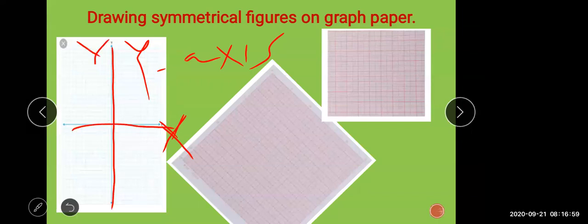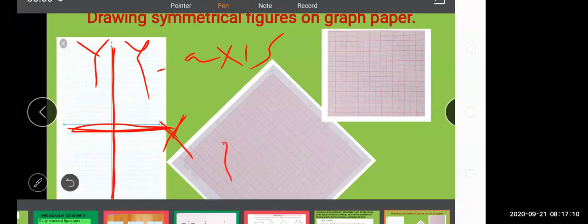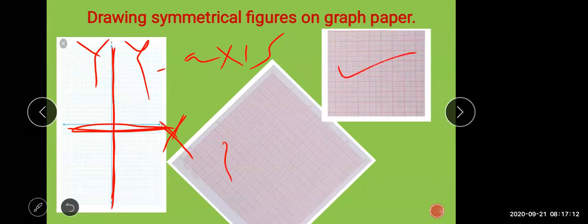Means जो खड़ी लाइन है वो है y-axis and जो टेढ़ी है वो है x-axis. It's a graph paper. Again, one picture is there. Look here. It's the second picture of graph paper. Third paper. It's a sample of graph papers.